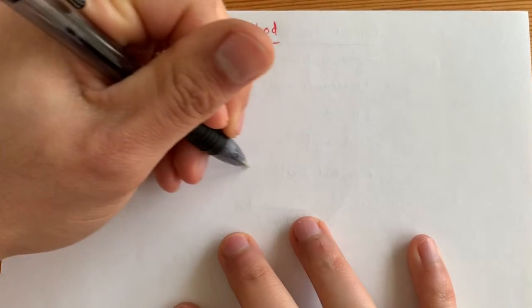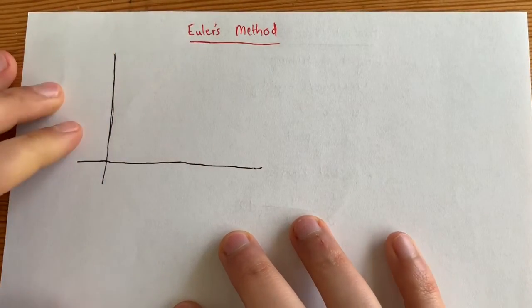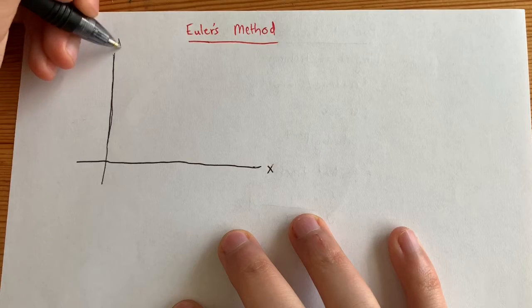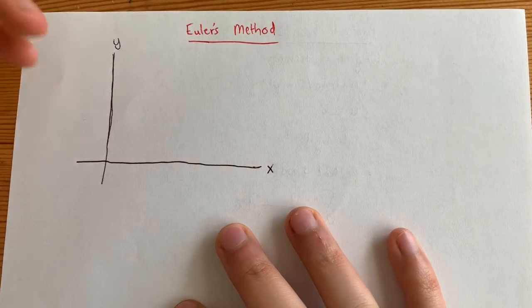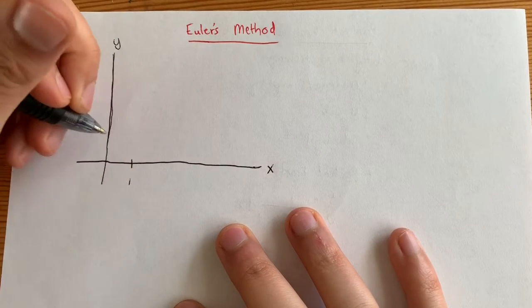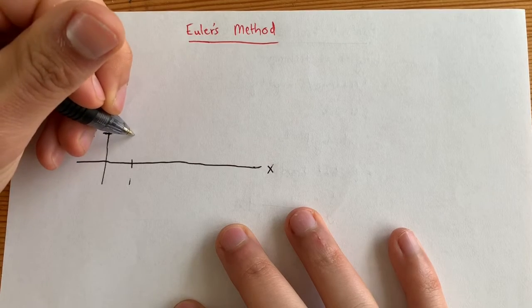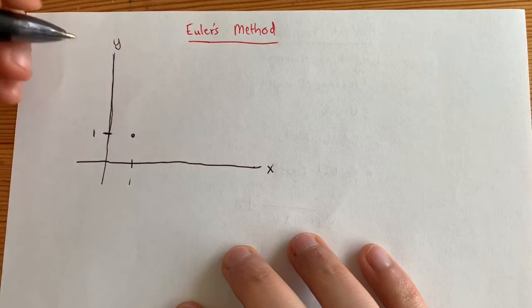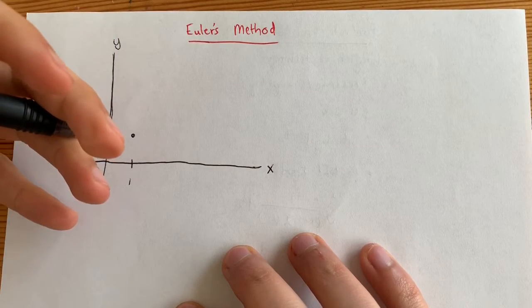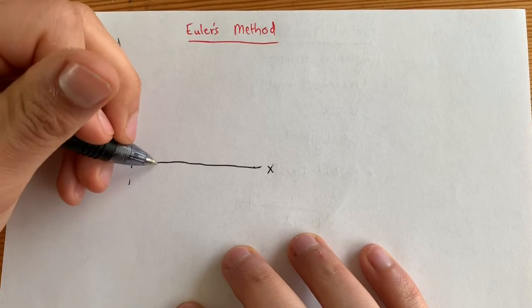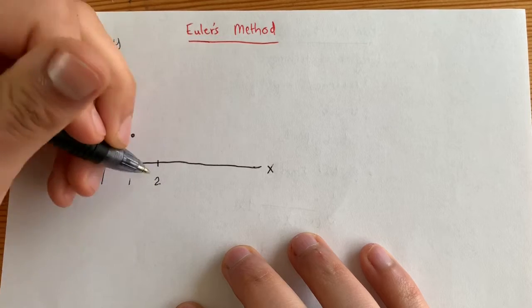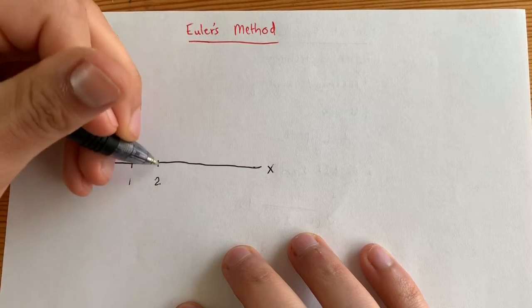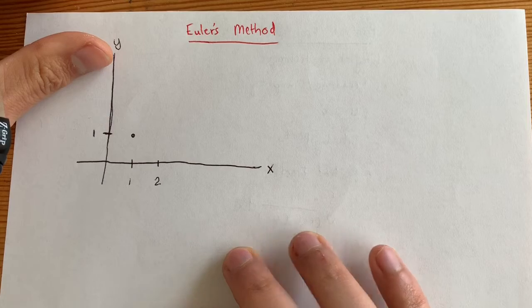Let's say we have some graph, and on this graph we know an initial value. The information we know is that we start at, I'm making up an example here, (1, 1). But if I only knew that, I want to know where I would be at the value of 2. Am I up or am I down? What's happening at the next point?